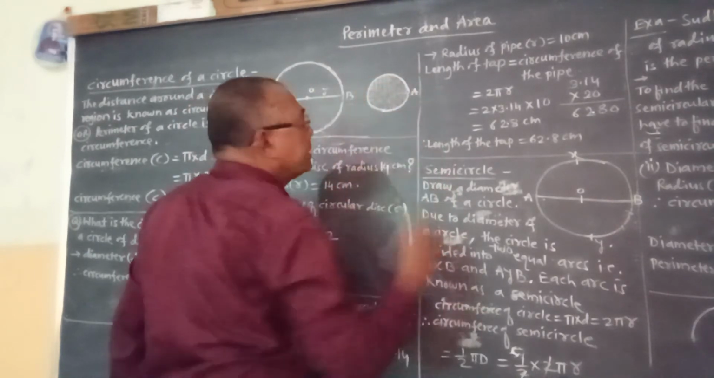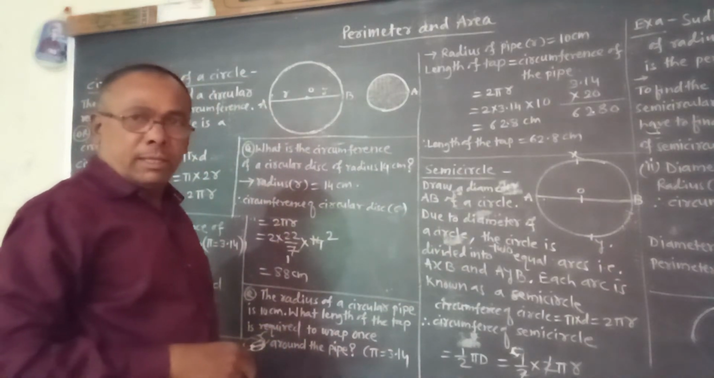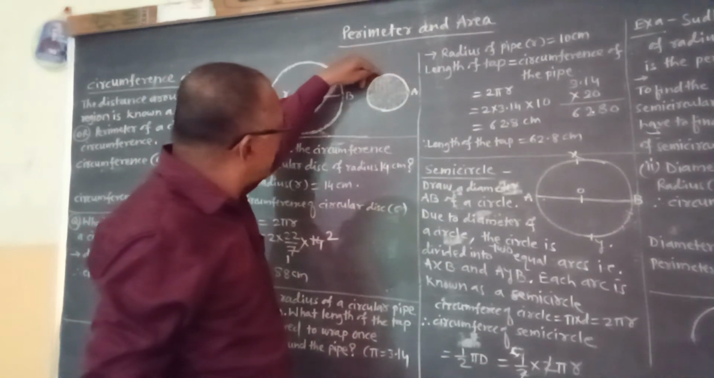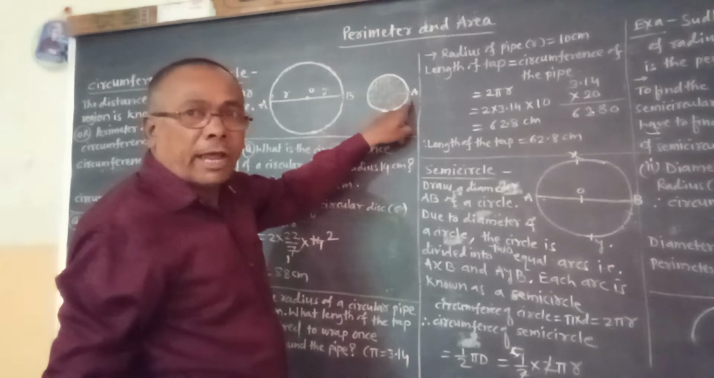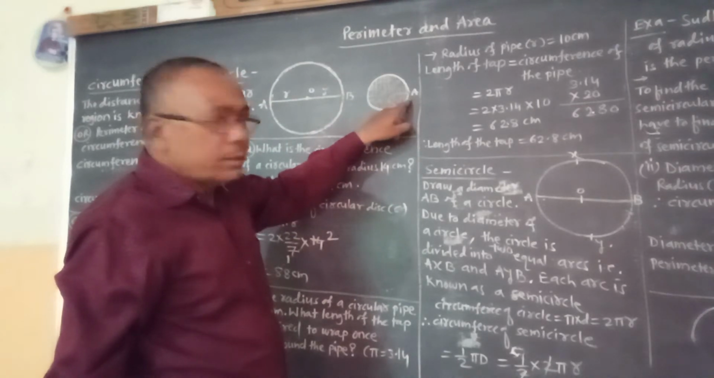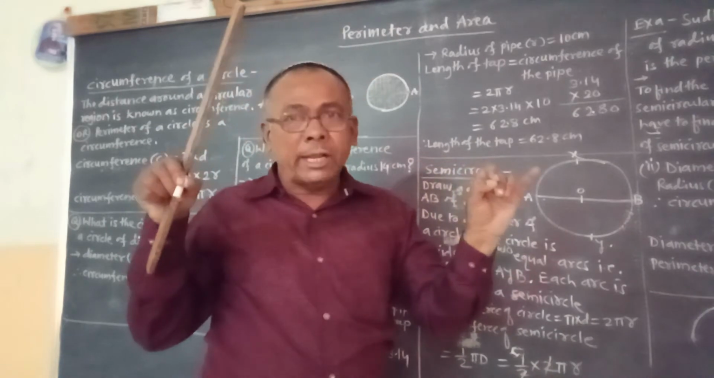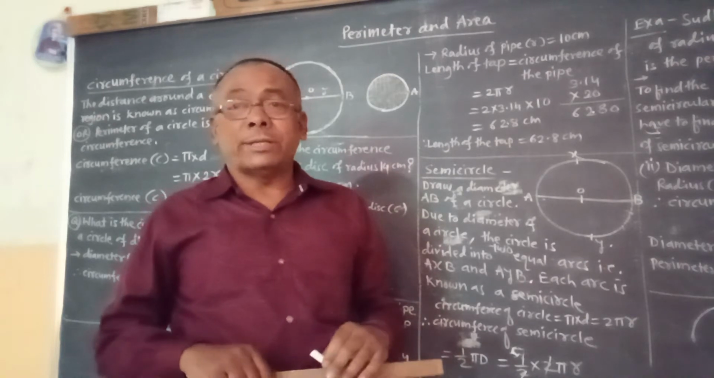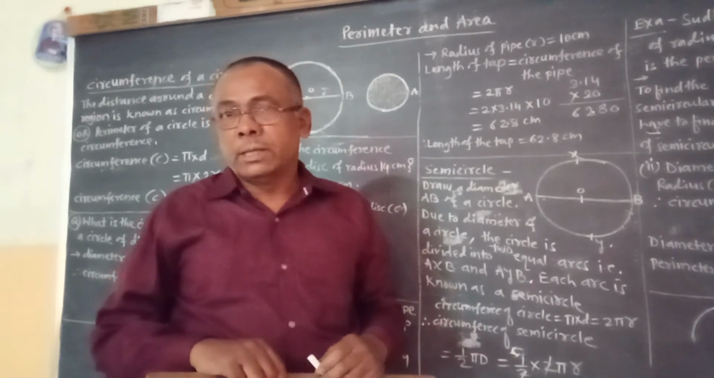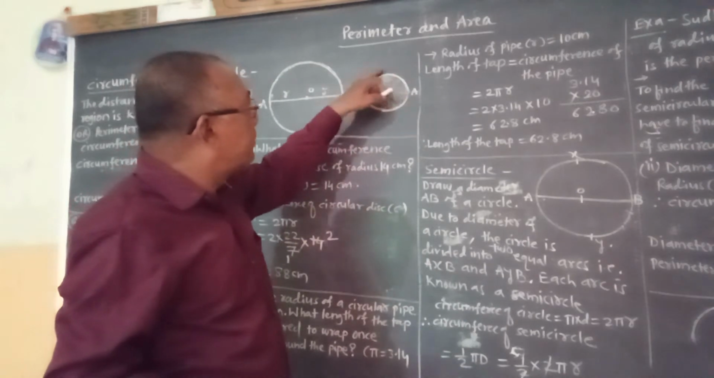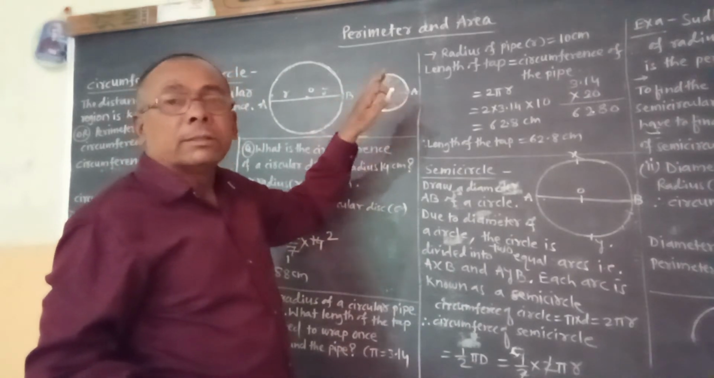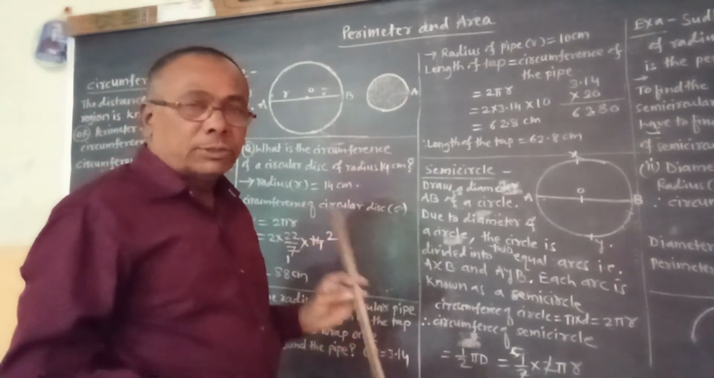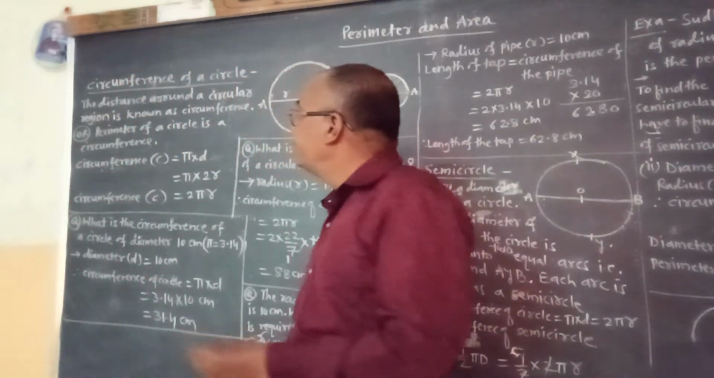circular region and again come to the point A, means if we put the string at A and wrap around it, and if we measure the length of the string, then that length is known as the circumference of the circle. Means the length of the boundary of the circular region is known as the circumference of the circle.